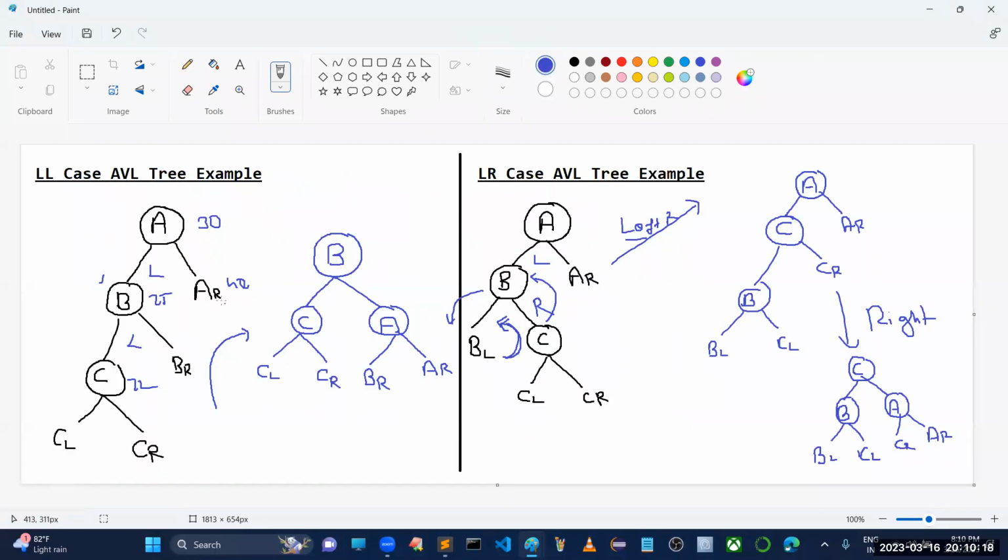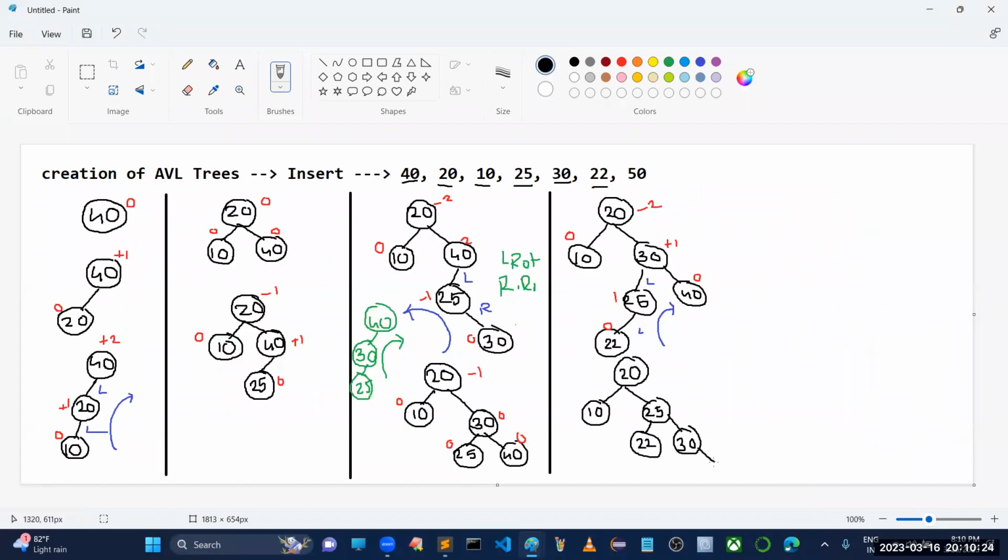Okay. And what about this 40? It should come as the right child of A. So for 30, we have to get 40. Like this we are doing here. Again we need to check the balance factor for this.